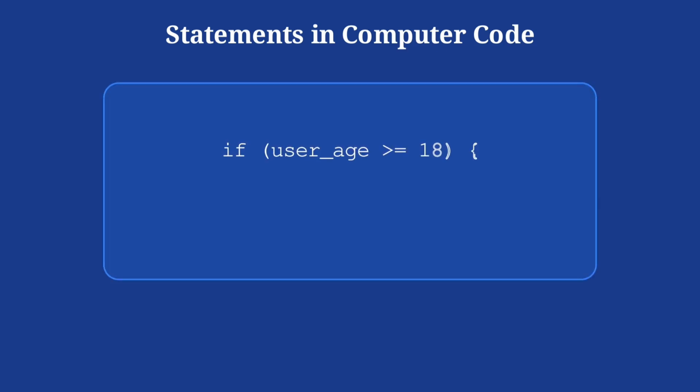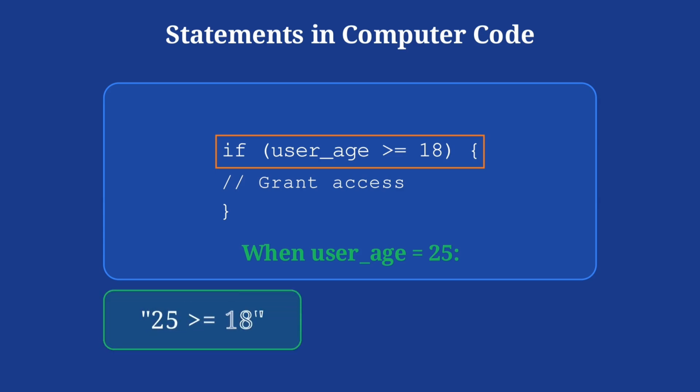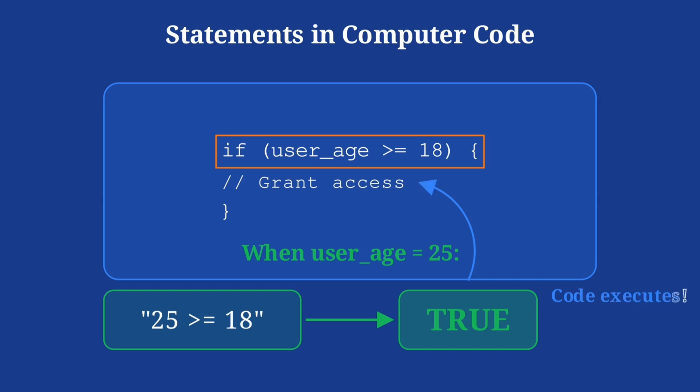Every if statement in every programming language is an evaluation of a logical statement. Consider this piece of code. If user age is greater than or equal to 18, grant access. When the program runs, user age has a specific value. Let's say 25. The computer evaluates the condition by substituting the value, creating the statement, 25 is greater than or equal to 18.